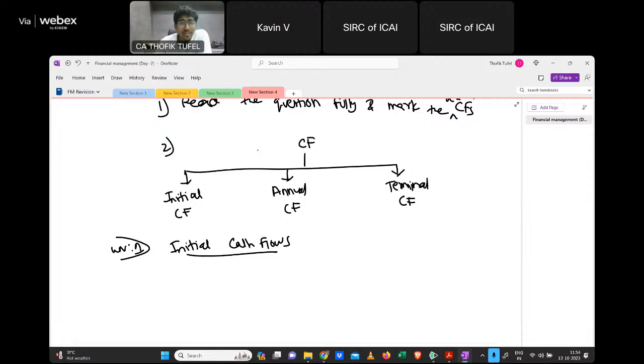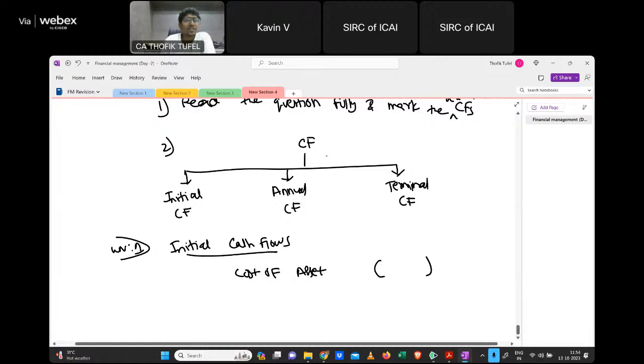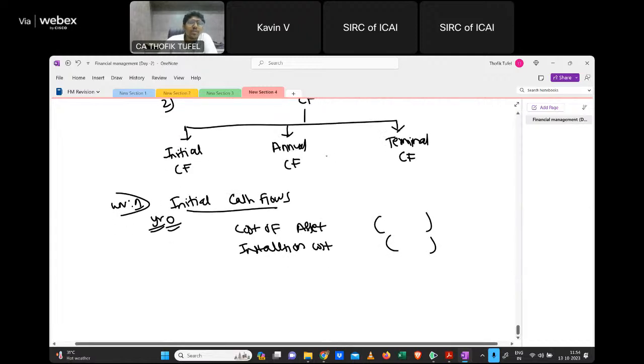Whenever you have initial cash flows, usually it is an outflow. So the cost of the new asset, the cost of the asset, will be an outflow. This is an initial cash flow, always the cash flow at year 0. So cost of the asset. Then if there is any installation cost, that is also an initial cash flow. All these cash flows you have to put and then you have to total.